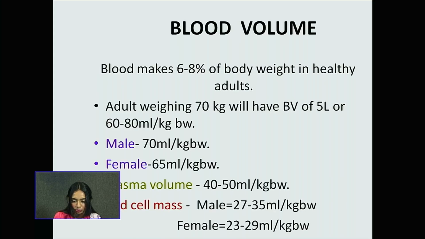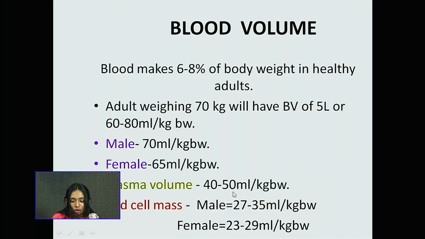Blood volume. Blood makes 6 to 8% of body weight in healthy adults. An adult weighing 70 kg will have a blood volume of 5 liters, or 60 to 80 ml per kg body weight. It is different in male and female. In male it is 70 ml per kg body weight. In female it is 65 ml per kg body weight.